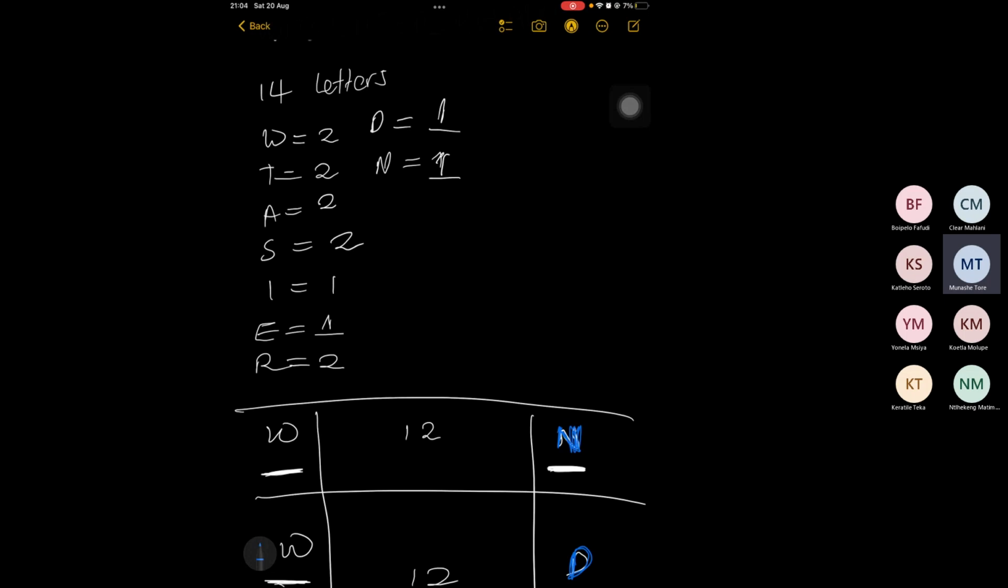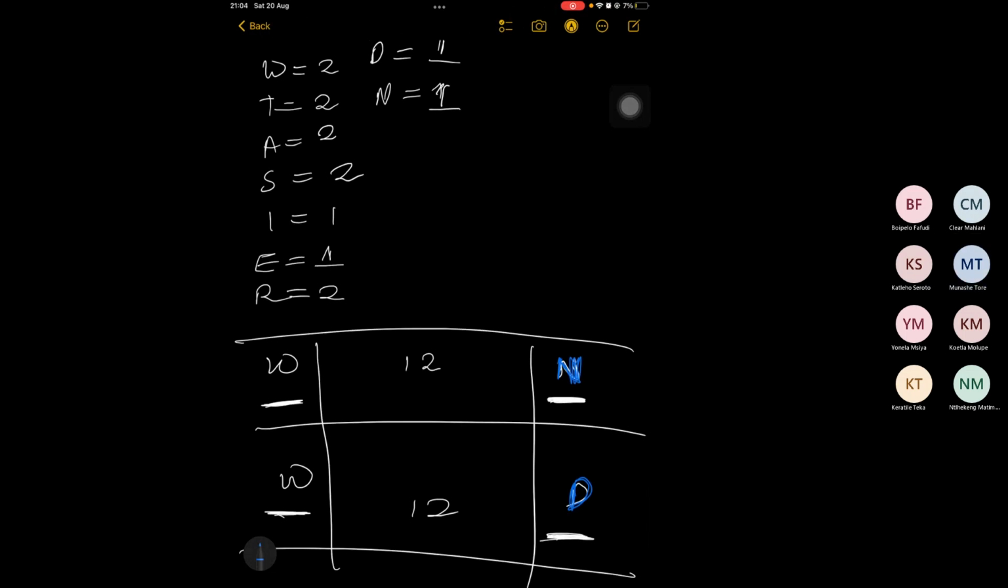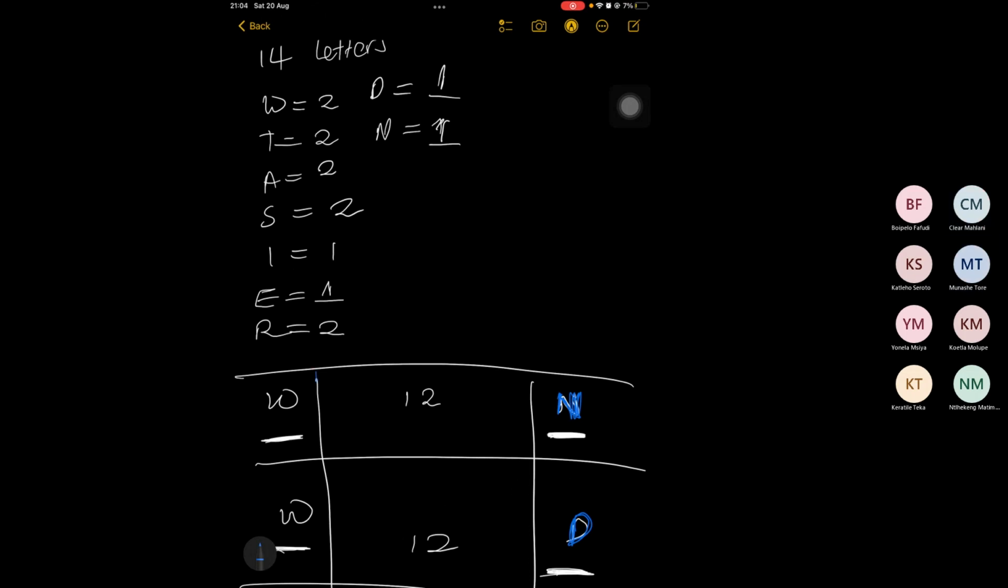So it's saying the first letter is going to be a W, isn't it? Then how many W's do we have? We have 2. What's 2 choose 1? 2 choose 1 should be 2. So what it means is, for the first position, we have 2 W's, isn't it? But you want to choose 1, isn't it?